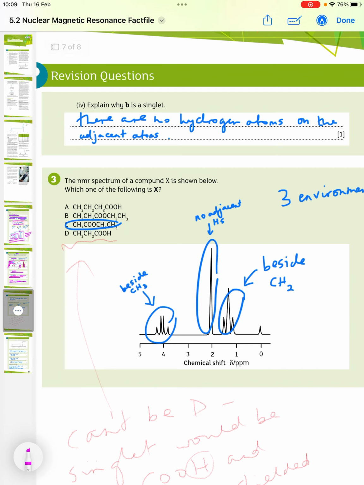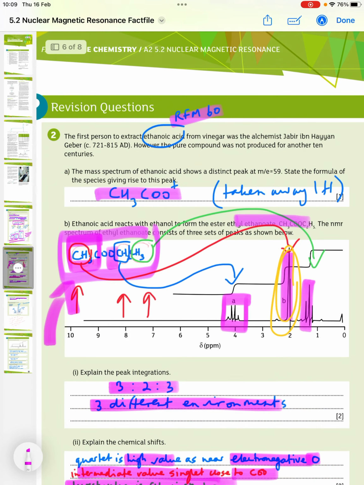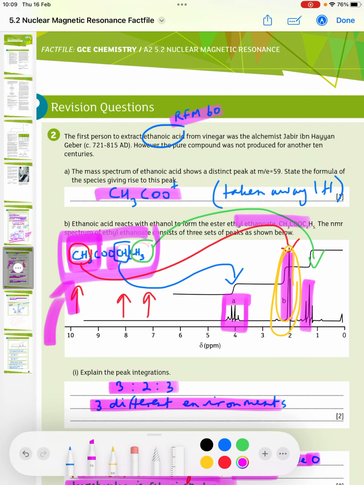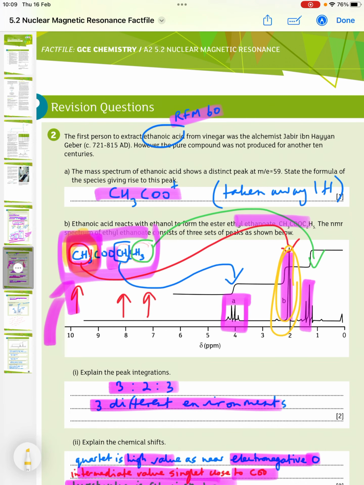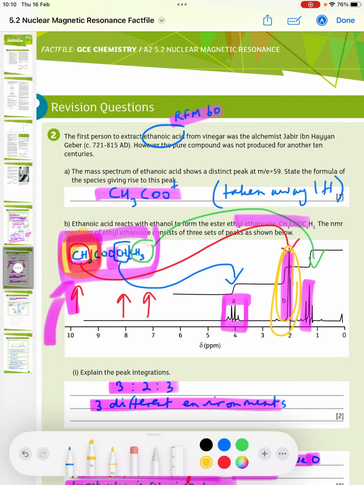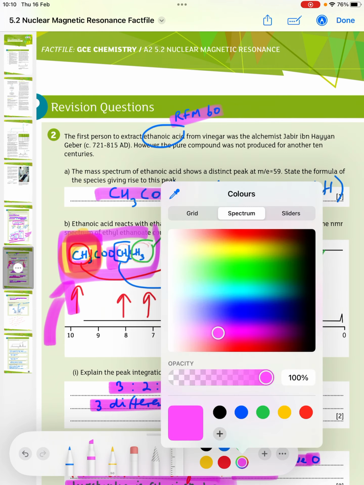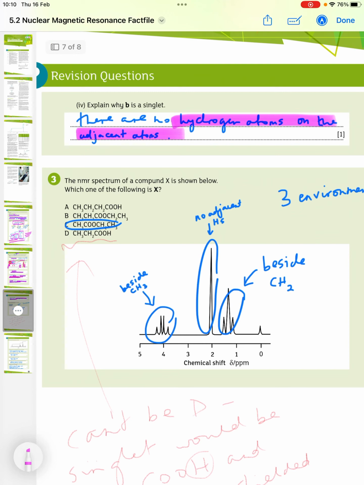Okay, it's because there are no hydrogen atoms on the adjacent atoms. I'm just going to go back to that again. So you see here, it's this one. So the carbon next to it just has 2 oxygens on it, so it has to be a singlet. Okay, back to this page.